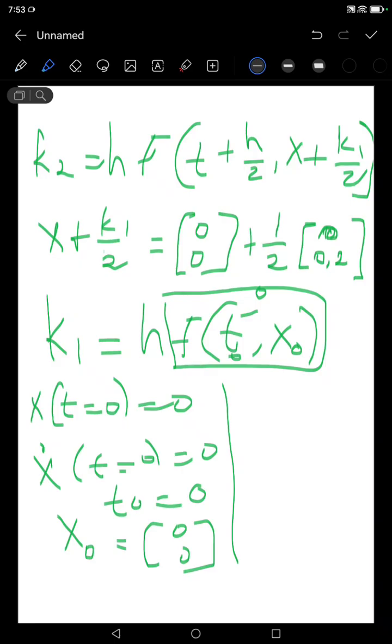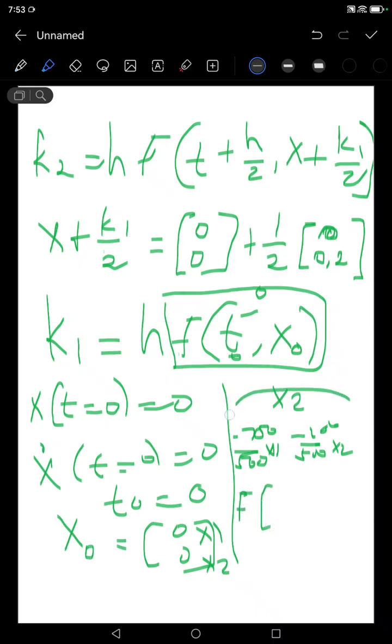f of t, x0. So we have the formula of f, which was in matrix form, where we have x2, then minus 750 over 500 x1, and then minus 200 over 500 x2, and then we have the force divided by mass. Now on x0 we have the x1 here and the x2 here, and our t is 0. So to determine f, we're going to use this matrix.